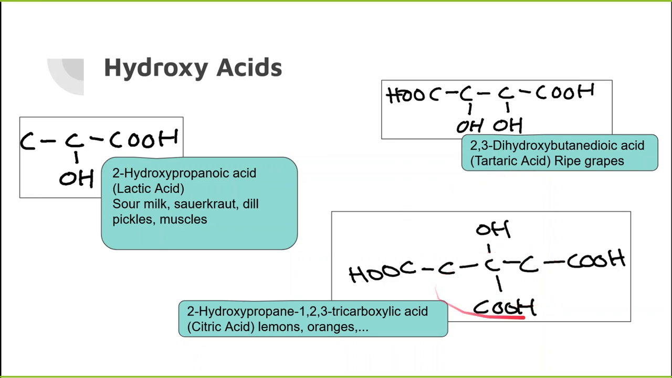This is citric acid. So you've got, again, 3 carboxylic groups on here. So it's called a tricarboxylic acid. And you've got the 3 carbons in here. And you've got the hydroxy group on the second carbon. So this becomes 2-hydroxypropane-1,2,3-tricarboxylic acid.